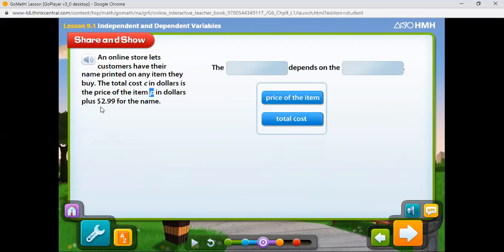Okay, now the total cost C. So here what they're asking, the blank depends on the blank. So what depends on what? Is it the price of the item that depends on the total cost? What did I just say? The dependent variable is cost always. So it's the total cost. Which variable depends on the other variable?